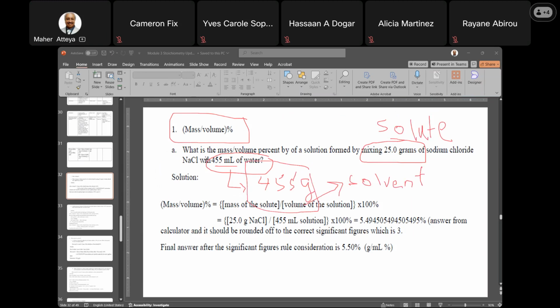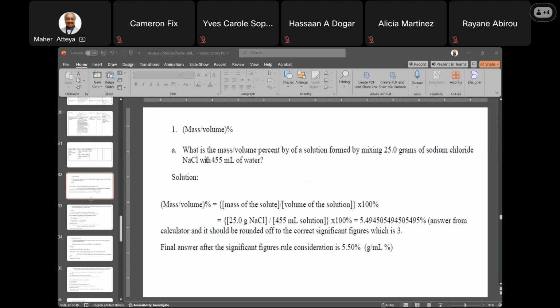Okay, guys, so now let's clear this here. And we want to see what's mass over the volume. You take the mass of the solute here, you divide it by the volume of the solution, multiply it by 100. And that's all what we did here. Mass of the solute, divide here, by the mass of the solution, and the answer has to be multiplied by 100%.